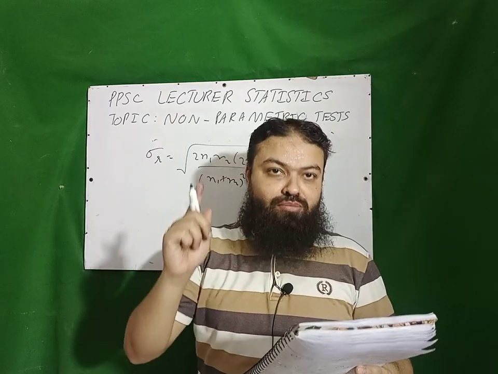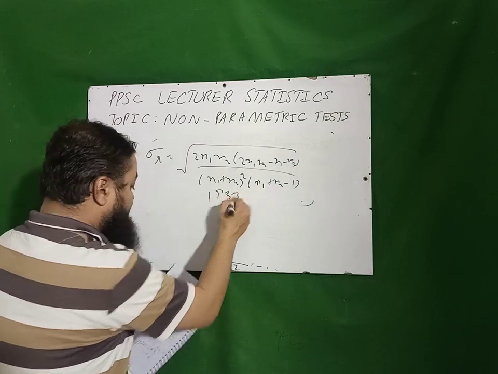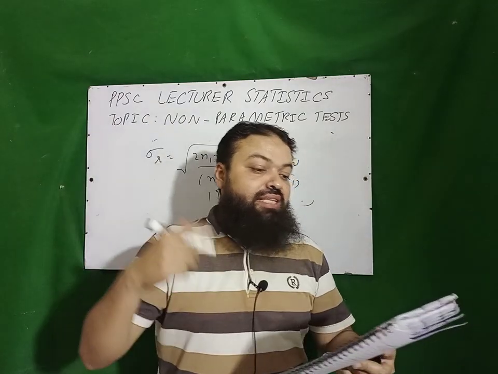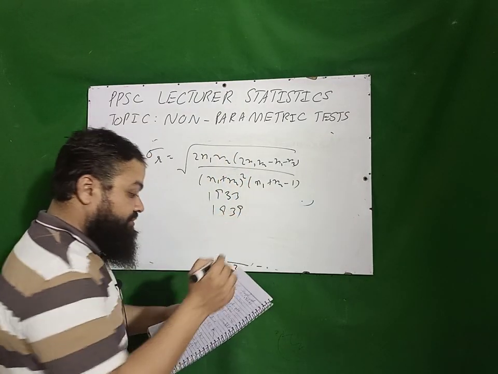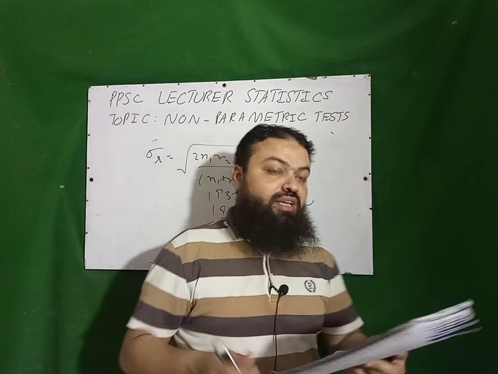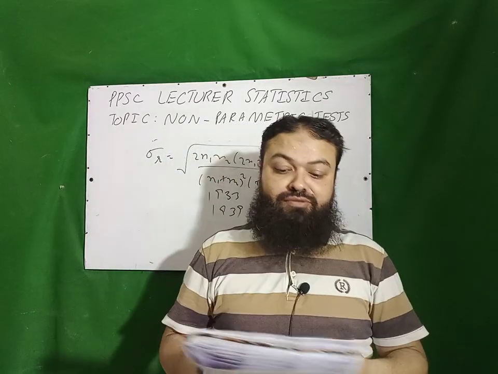One sample Kolmogorov-Smirnov test was proposed in 1933 by A.L. Kolmogorov. Then two sample test was developed in 1939. Very important question, by N.T. Smirnov. The first one was A.L. Kolmogorov, second was N.T. Smirnov.